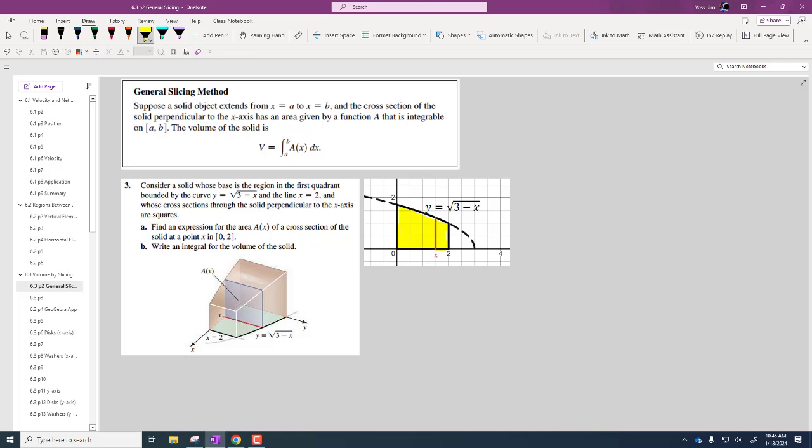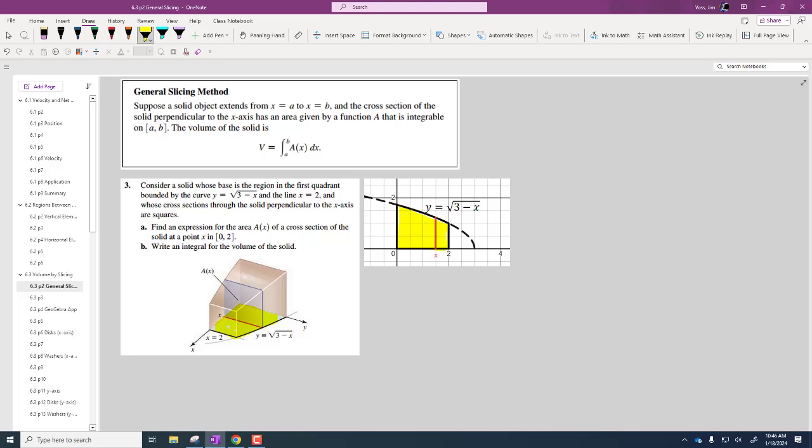So the solid object is coming straight out of the board. That makes sense? So that highlighted yellow is down here over on this picture. Down there, it's the base. It's the base of the solid object down there. So there's the base of our object.